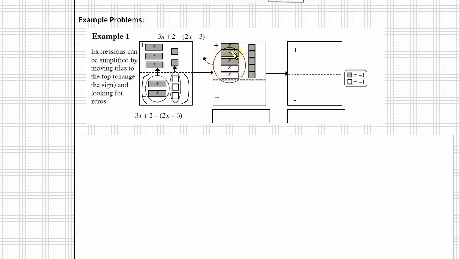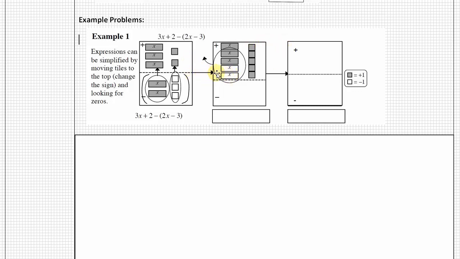So can you take a guess at what they're trying to show here, where they've circled 2 positive x tiles and 2 negative x tiles? If you guess that they are removing 0 pairs, you'd be absolutely right. These 2 x tiles that are positive are going to cancel out or make 0 with these 2 negative x tiles. So we can take all of those and remove them.